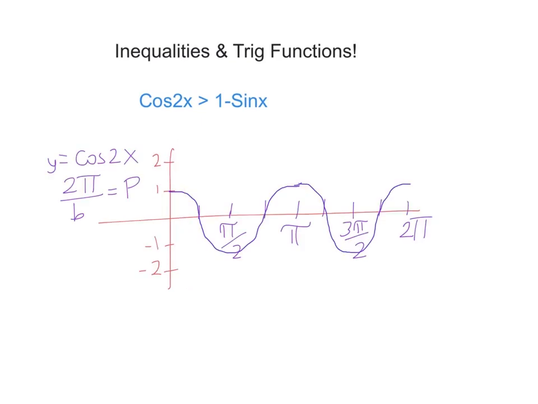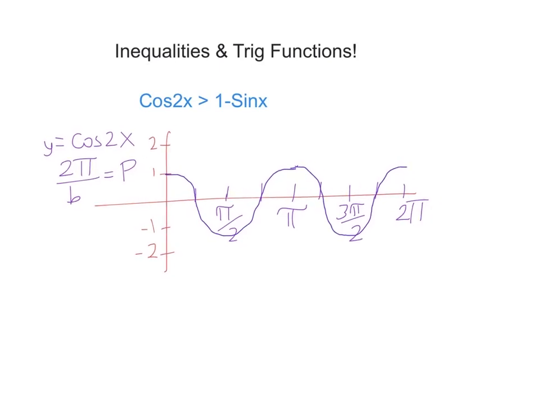y equals cosine 2x will look like that, where the period is just pi, because if we do 2 pi divided by b, where b is the 2 right here, then we will see that 2 pi divided by 2 is the period, which is pi. So one period stops at pi. And I drew two periods between 0 and 2 pi. And I'll just show the solutions between 0 and 2 pi.